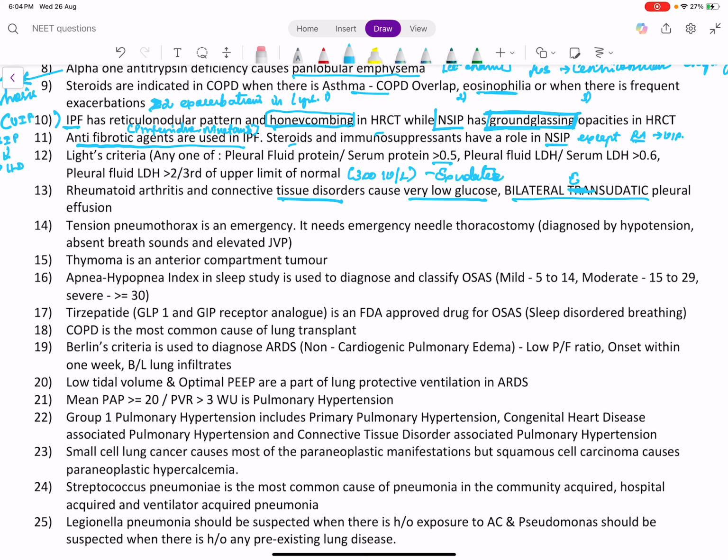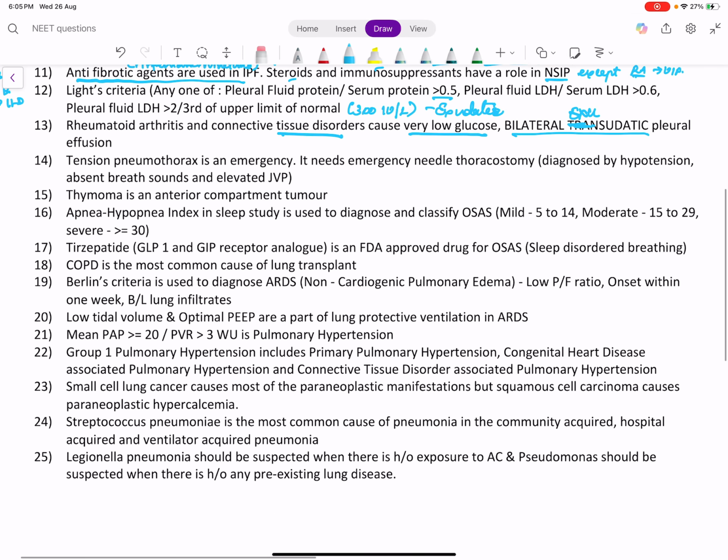Sorry, I made it wrong here. It is bilateral exudative pleural effusion. Usually, bilateral effusion will be transudative, for example in heart failure, CKD, hypoproteinemia, etc. But exudative is usually unilateral. But a condition where we get bilateral exudative pleural effusion is rheumatoid arthritis.